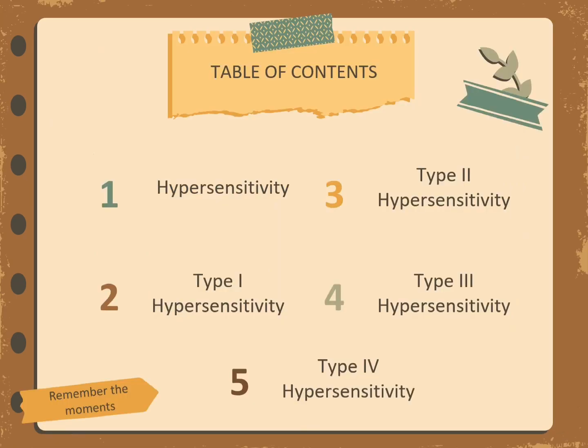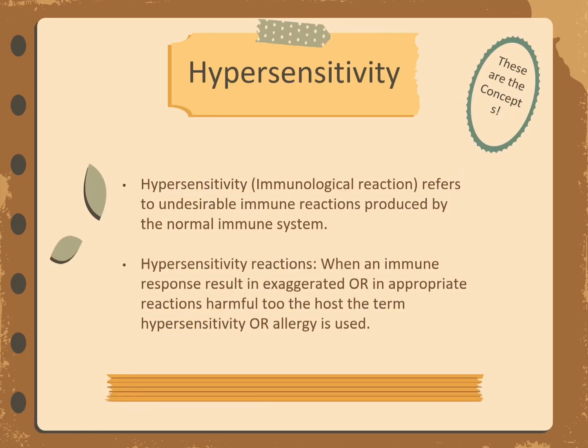So this would be the table of contents of my presentation, including hypersensitivity, type 1, 2, 3, and 4 hypersensitivity. So what is hypersensitivity? Hypersensitivity refers to undesirable immune reactions produced by the normal immune system. When an immune response results in exaggerated or inappropriate reactions harmful to the host, the term hypersensitivity or allergy is used.